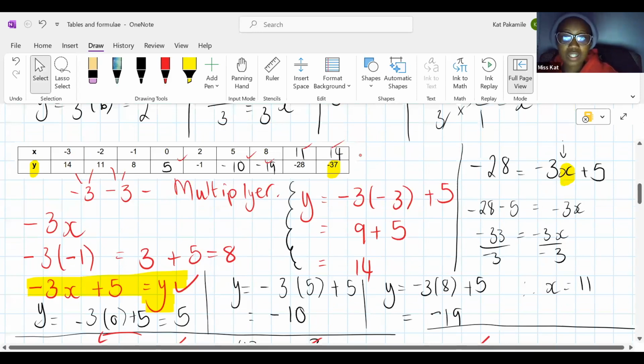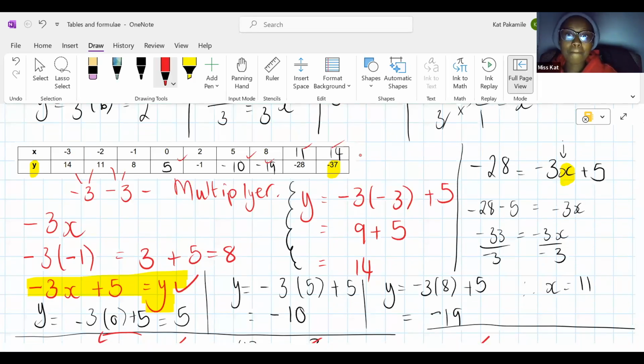So then what this tells us is if you input 14, your output will be -37. Do you get it now? Yes, ma'am. There we go. Thank you, ma'am. You're welcome.